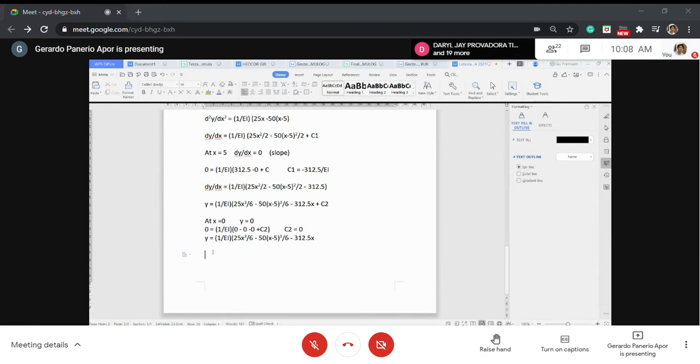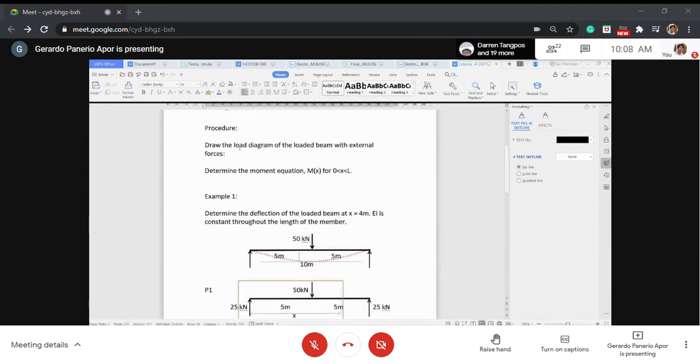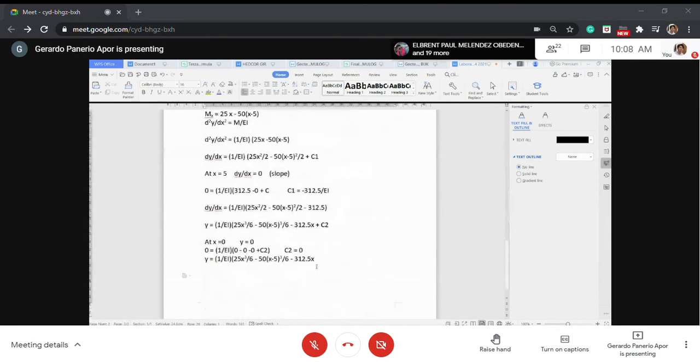Okay? So then you go to the problem at x equals 4. At x equals 4, y is equal to y4. Y4, the subscript. So you will have y4 is equal to 1 over EI times 25 times 4 cubed divided by 6 minus 50.